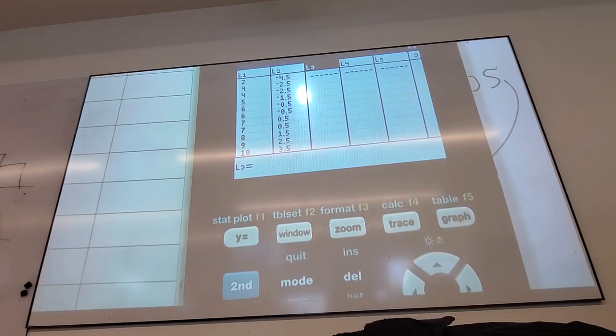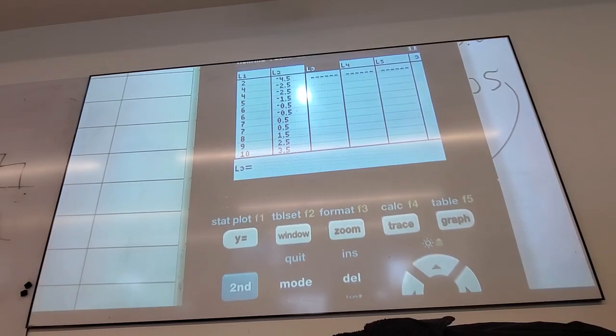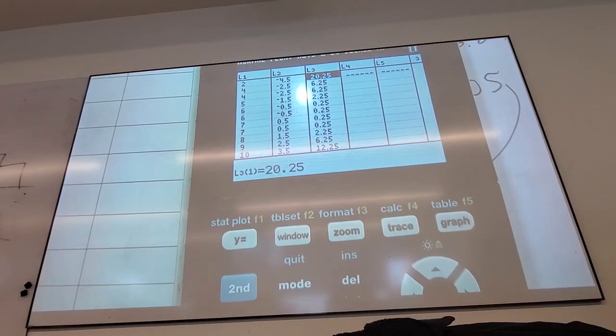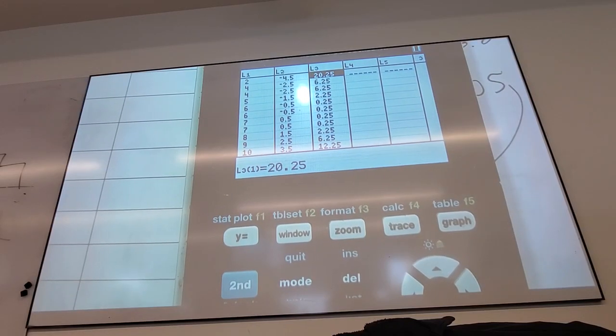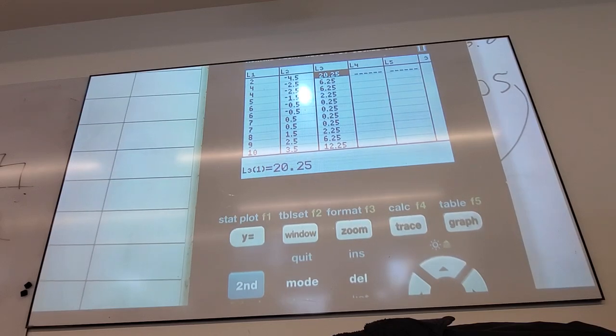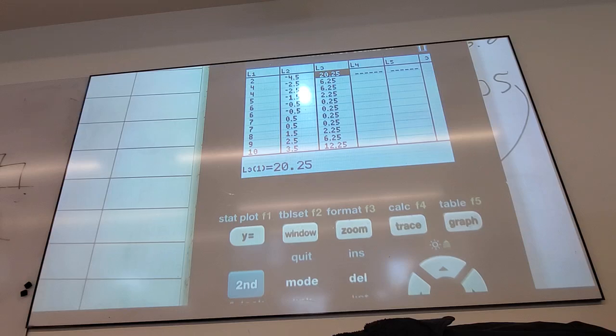Why did we have to square those? So they're not negative, so they don't cancel everybody out, and we don't make everything in the universe 0. So I want L2 squared. L4, L3 square rooted? That would just bring it back to L2 without the negative, so no.